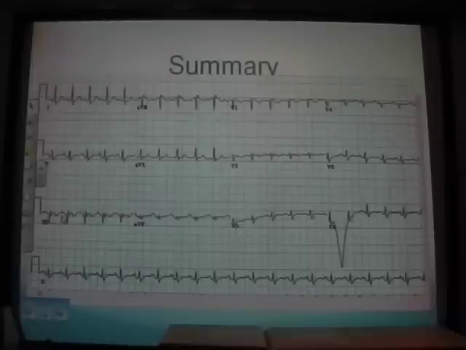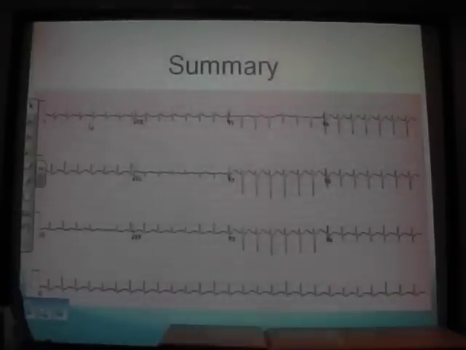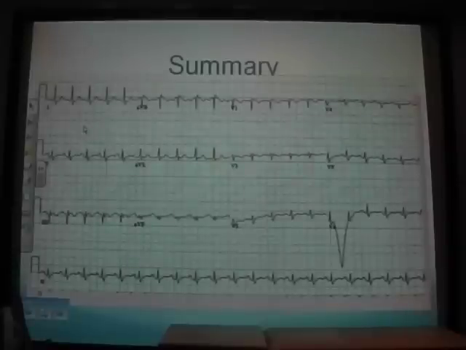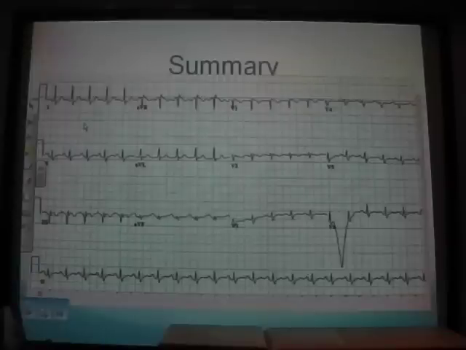So S1, Q3, T3. Is it not normal to have that downward S wave in lead 1? Is it that it doesn't come back up to the baseline? So it goes down, but it doesn't quite go back up to where it started. It should get back up to where it started. We'll see what the next ECG shows.